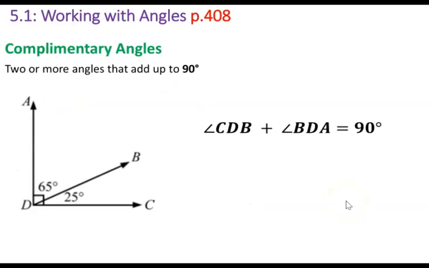Lastly, let's talk about complementary and supplementary angles. Complementary angles are two or more angles, so it doesn't only have to be two, but they have to add together to make 90 degrees. So we can see that these two angles here, the 65 degree BDA or ADB plus BDC at 25 degrees or CBD, these two make a right angle, and so they're complementary. The way that I remember this is the word corner. They make that right corner.